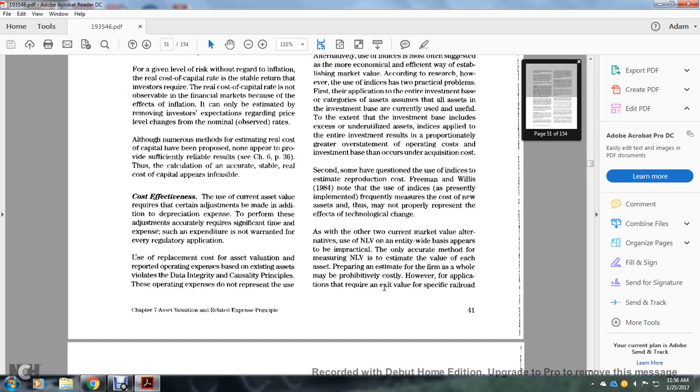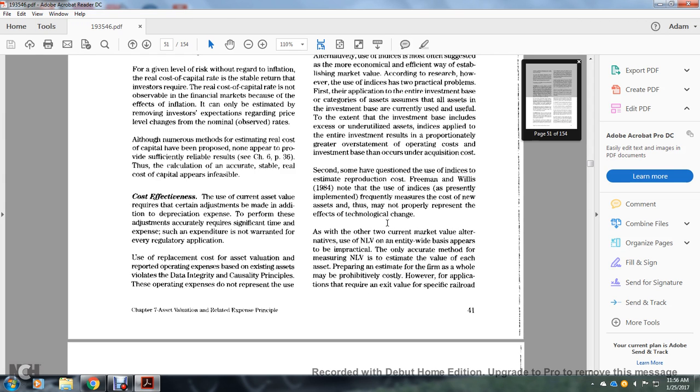Second, some have questioned the use of indices for estimating reproduction cost. Freeman and Willis of 1984 noted that the indices presently implemented frequently measure the cost of new assets, thus they may not properly represent the effects of technological change.